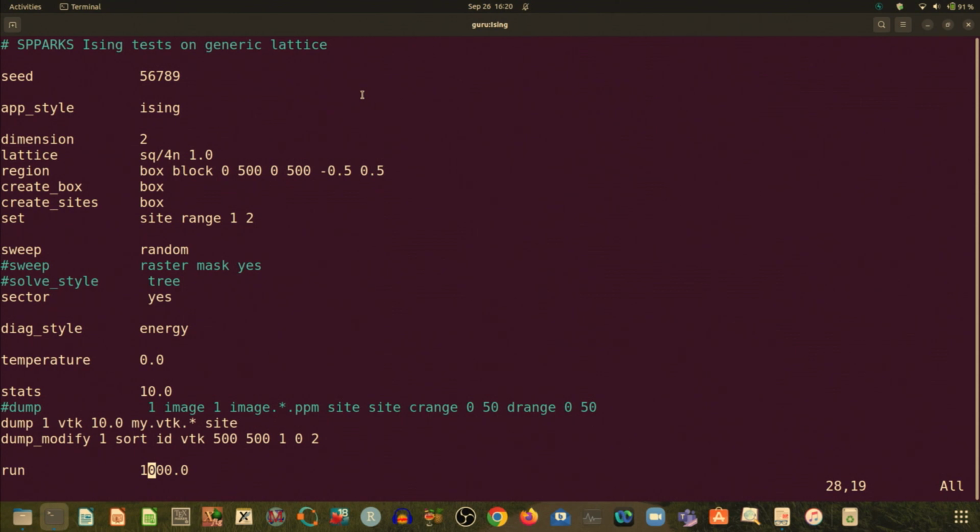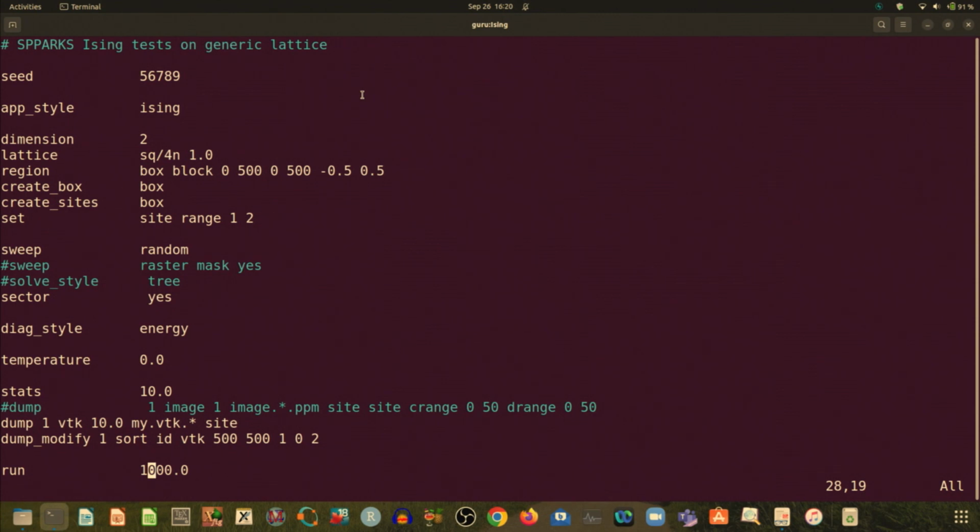So, that is how you dump modify, and the label for the dump is 1 and VTK is the format, and every 10 steps once I am going to write, and they are written as my.vtk.star. Which means my VTK 10, my VTK 20, etc., it will go on, and what it prints for every point is the site. What is site? Site will tell 1 or 2. At that site what is the spin you have or what is the type of atom you have.